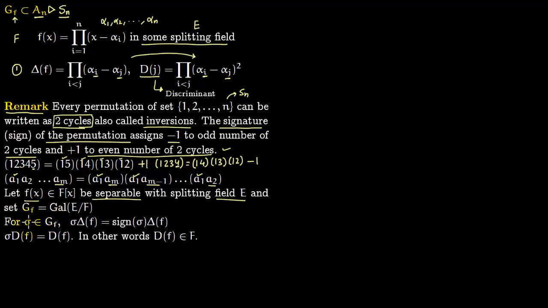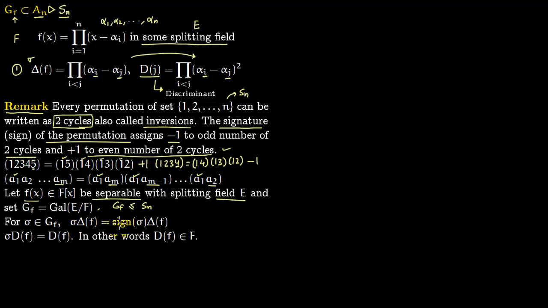Now you take some sigma in our Galois group. As we have seen in the lecture on transitivity of Galois group, the Galois group is a subgroup of the permutations. So this sigma is going to do nothing but permute the roots. You apply sigma to our delta f, and it's going to permute these roots, that is, permute the indices i and j.